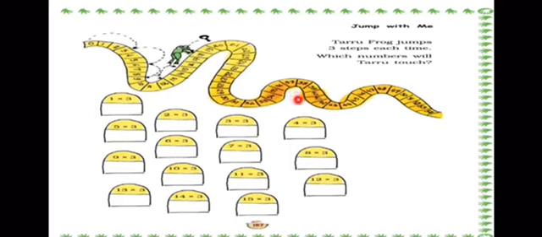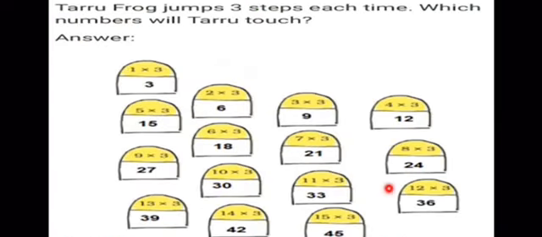Then again 3 steps from 39, so it is 42. So 14 multiplied by 3 is 42. Then again 3 steps from 42, so it becomes 45. So 15 3s are 45. So write your answers in your textbook.